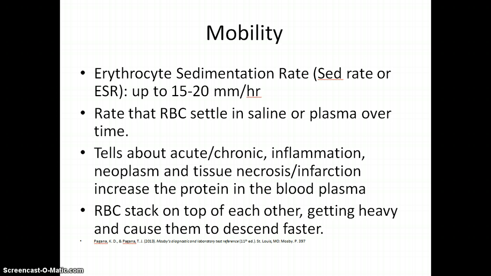In the mobility unit, I always think of the SED rate or ESR, which kind of tells us about inflammation. When you have somebody with a lot of arthritic problems, usually their SED rate is elevated. Normal is 15 to 20 millimeters an hour, and it just is looking at the red blood cells that settle in saline or plasma over time, and those red blood cells then stack upon each other and get heavier and heavier, causing them to descend faster, and that's why it's measured in millimeters per hour. So it's just looking at the red blood cells and tells us about things like inflammation, acute and chronic, problems with necrosis and infarction that might increase that.